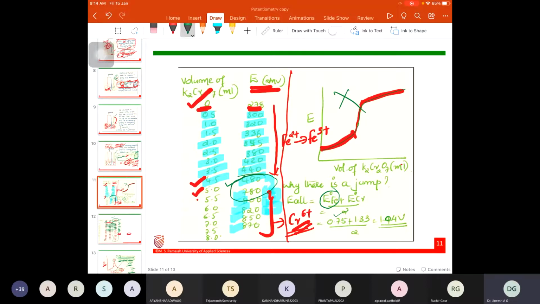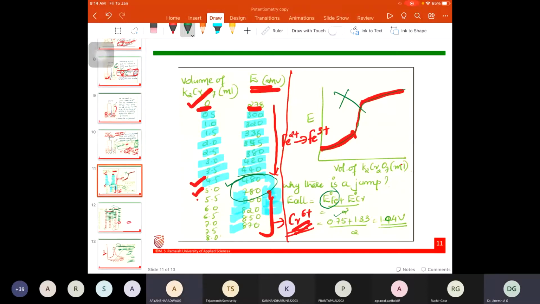Before the equivalence point, the value was from Fe ions, which was around 0.75 volt. If you take the average, you get 1.04 volt, which is around 0.29 volt higher than that. 0.29 volt, if you convert it into millivolt, comes to around 290 millivolt. So you will get somewhere around a 290 to 300 millivolt increase at the time of endpoint. Clear?